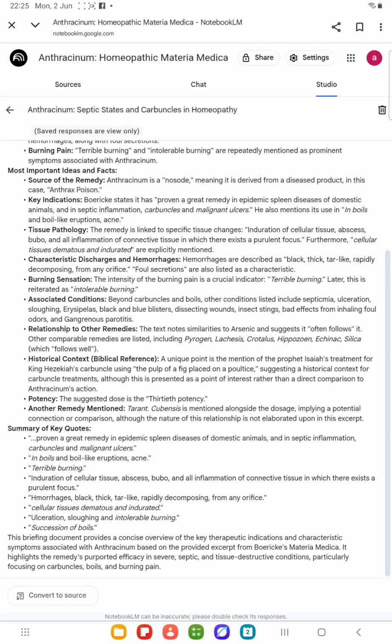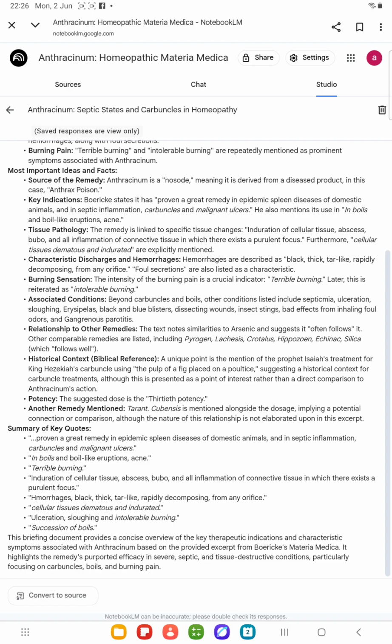The text gets pretty graphic here. It talks about induration, like hardening of the tissue, edema, swelling, abscesses, buboes, swollen glands, inflammation of connective tissue with pus. And it gets worse. Black and blue blisters, ulceration, sloughing tissue. Sloughing, like dead tissue falling off. Exactly. Gangrene, even. And foul secretions. It's a picture of serious decay. Wow, that is incredibly detailed.